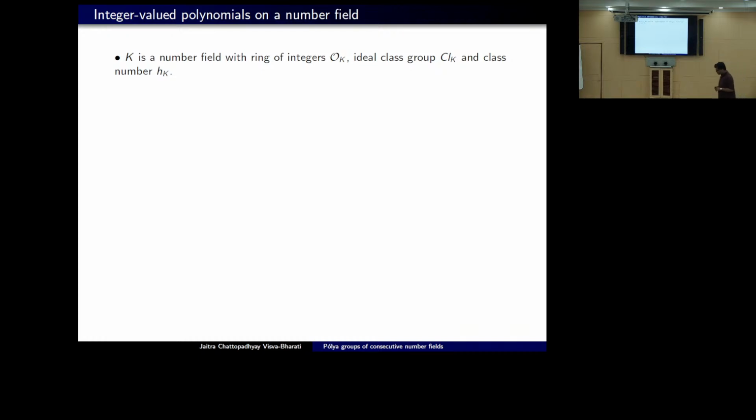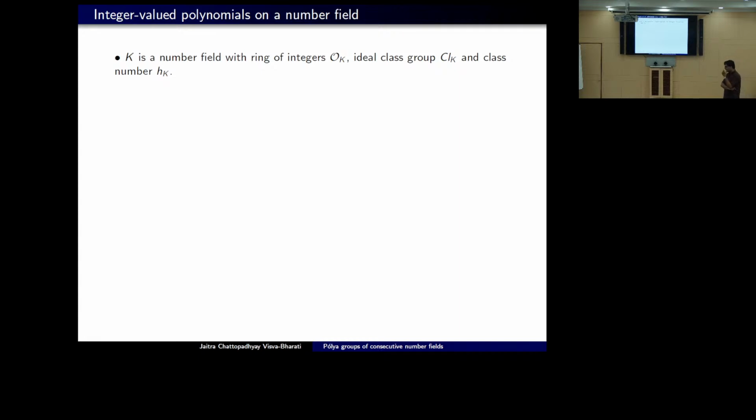So we have a number field K with the ring of integers O_K, and with that comes this group called the ideal class group, which is defined by the quotient of fractional ideals by the principal fractional ideals. So essentially, the class group is a measure of the extent of failure of the ring of integers from becoming a PID. So the class group is trivial if and only if the ring of integers is a principal ideal domain.